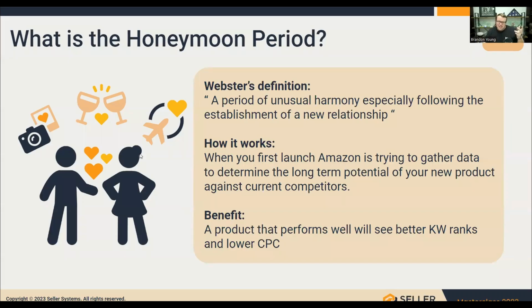Webster's definition of a honeymoon is a period of unusual harmony, especially following the establishment of a new relationship. So if you're in a long-term relationship, if you're married, then you can understand they call a new relationship or a new marriage the honeymoon period. The same thing is true for your Amazon listing. And you will have this unusual harmony with Amazon when you first launch if you preserve this honeymoon period in the right way.